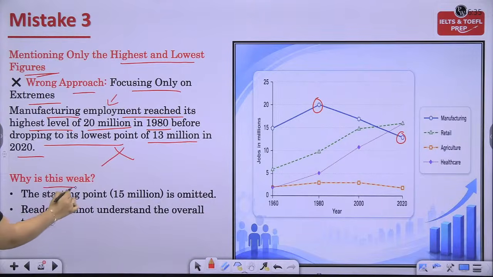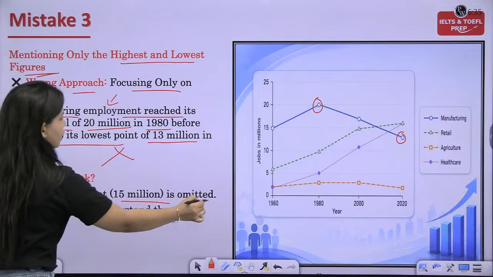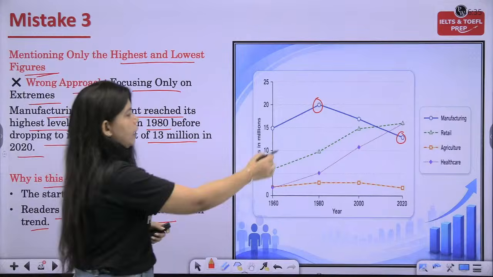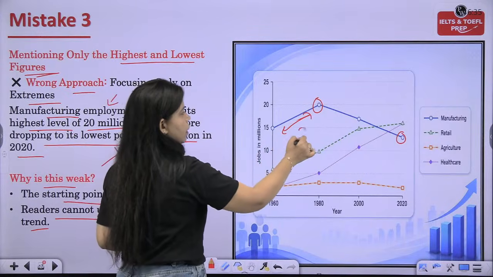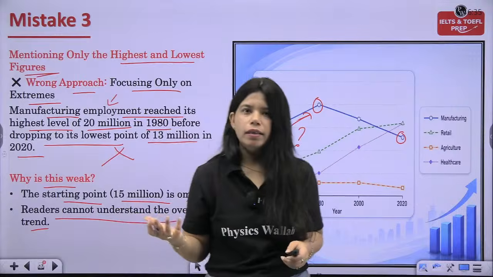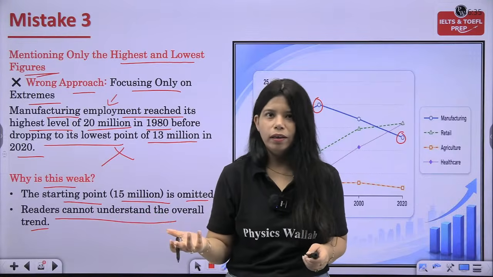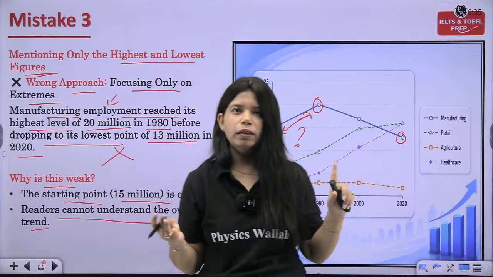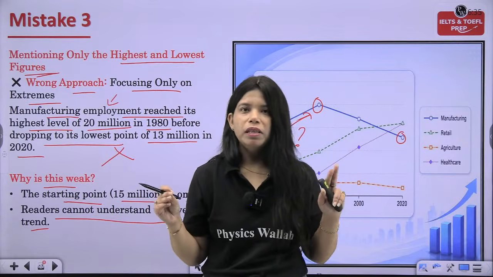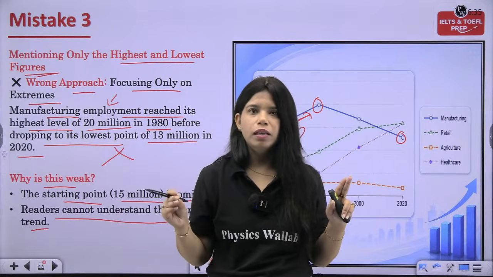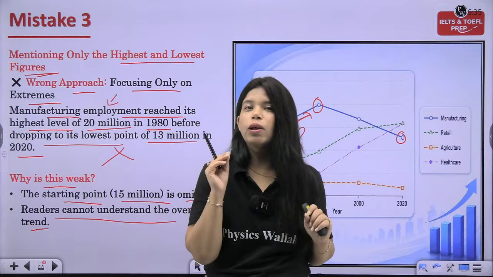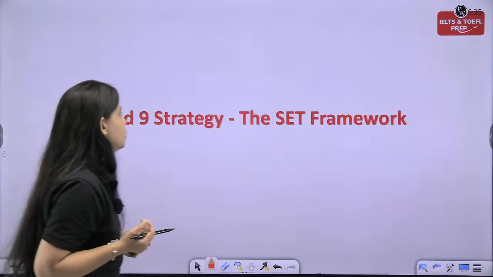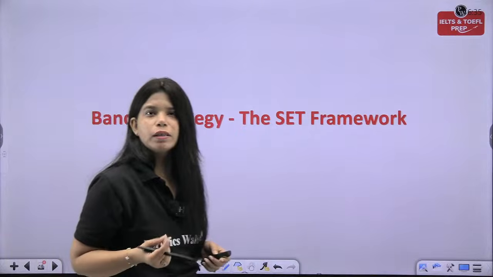Why is this weak? The starting point 15 million is omitted. Readers cannot understand the overall trend. इससे पहले क्या हुआ था 1980 से पहले that the reader cannot understand. हमें नहीं पता वो क्या हो रहा था. ठीक है. Now we need to avoid all these three mistakes. Mistake number 1, including all the data points. Mistake number 2, including only the first and last point. Mistake number 3, including only the highest and lowest points. तो फिर करें क्या? Let's talk about the set framework, which is band 9 strategy.